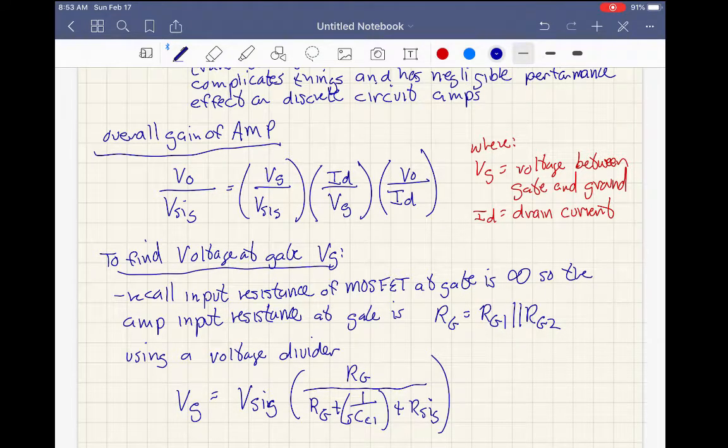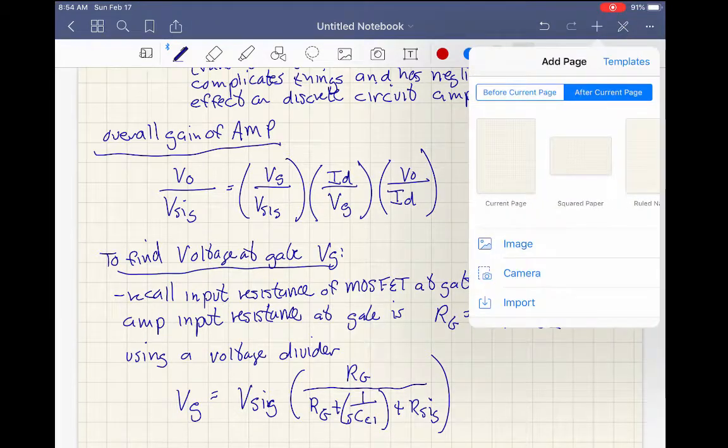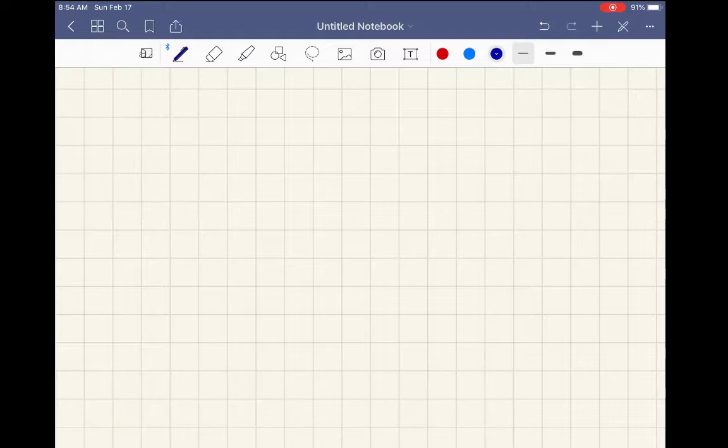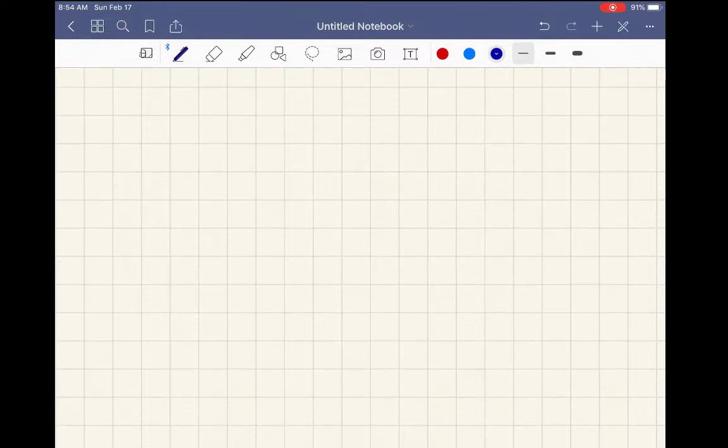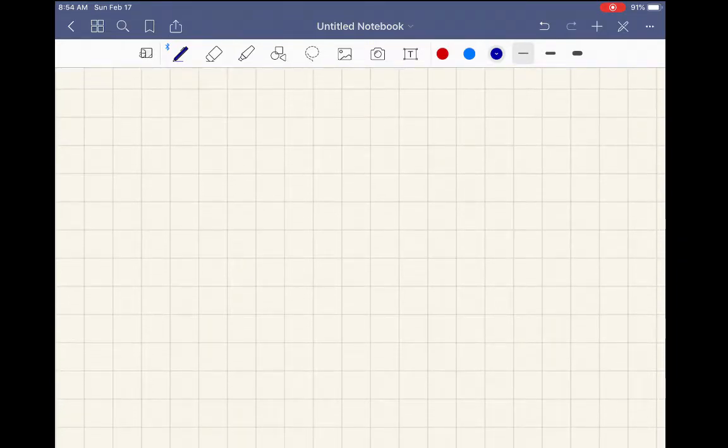We can rearrange this equation a little bit here. Let me start a new page. Okay, so rearranging.